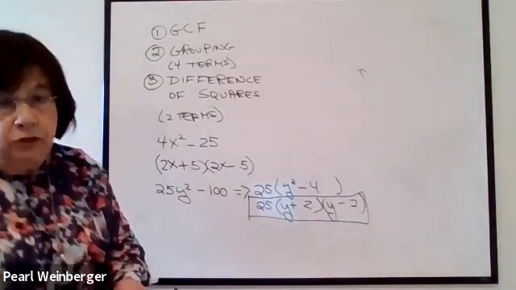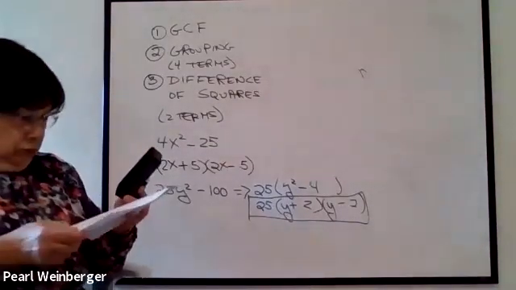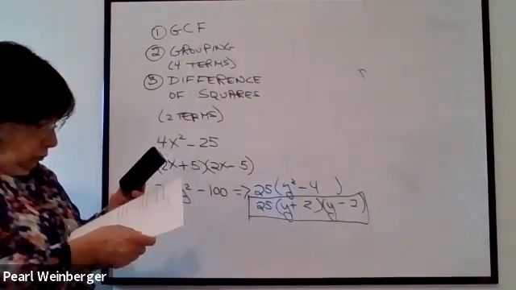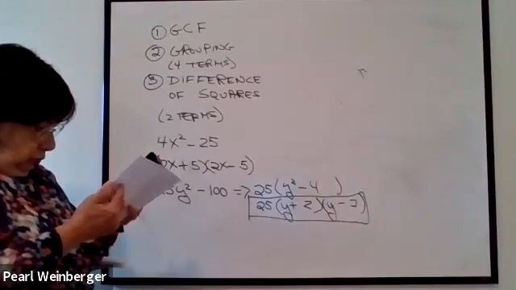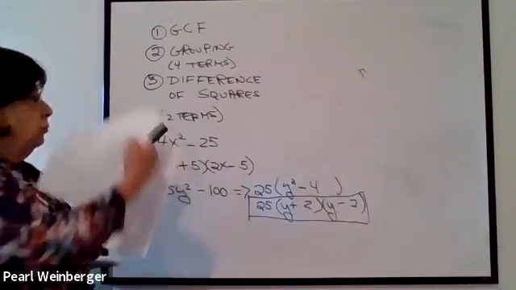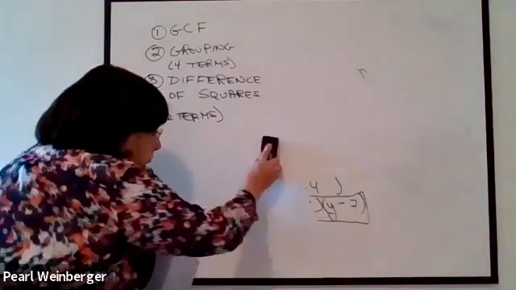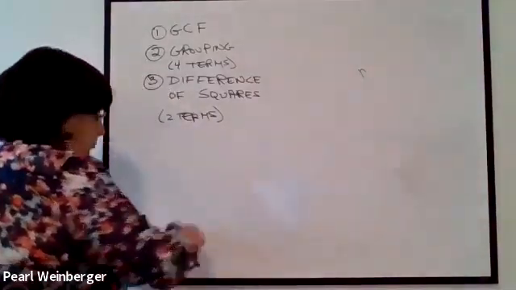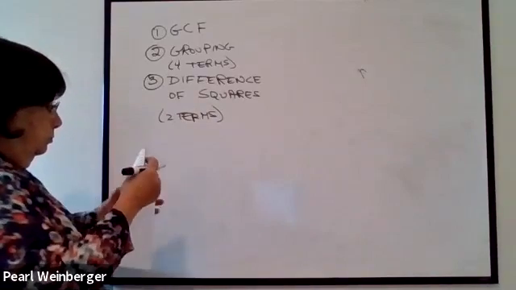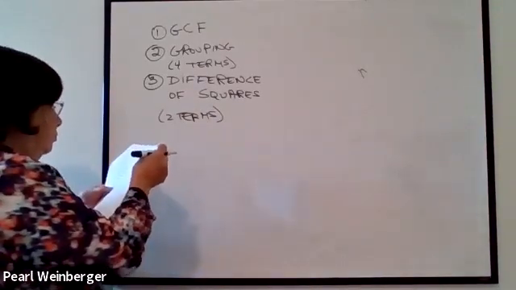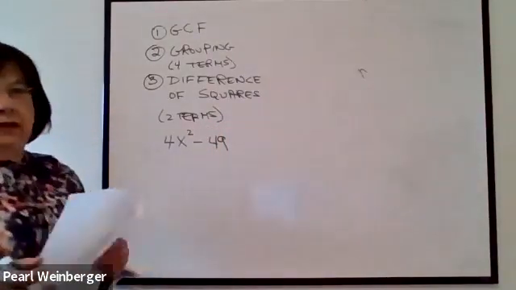Okay, let me see if I can give you one to try. Suppose I gave you this example: 4x squared minus 49. Let's see if you could factor that.